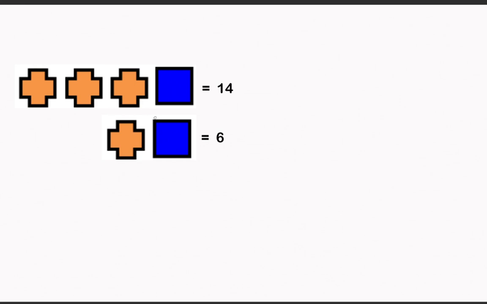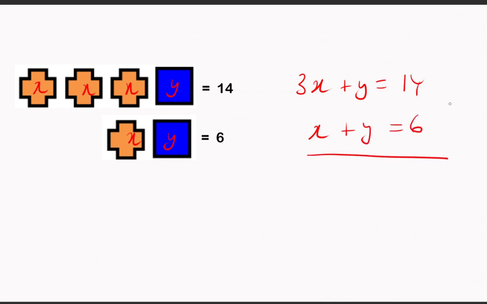So let's do another example. So for instance, in this one, x, x, x, and y. So obviously the equation in algebra is 3x plus y has to be equal to 14. And x plus y has to be equal to 6. So what we're going to do is find the differences. So we can do it on both sides if you like.